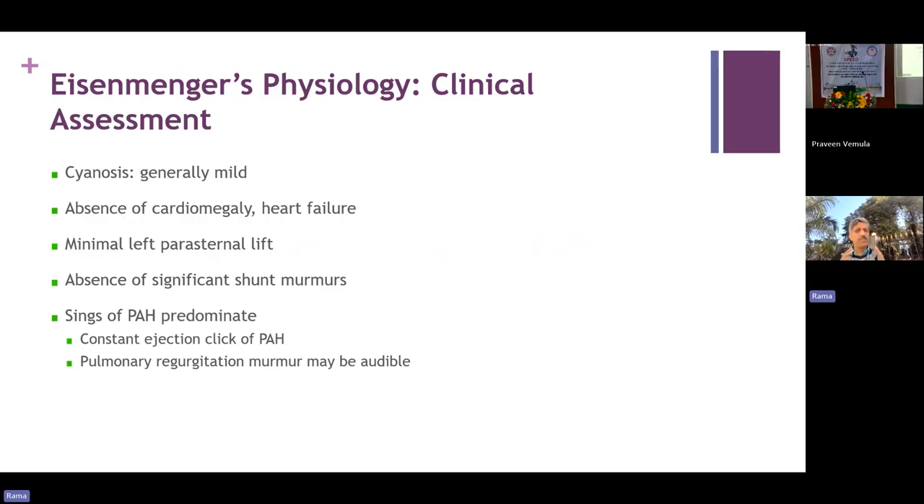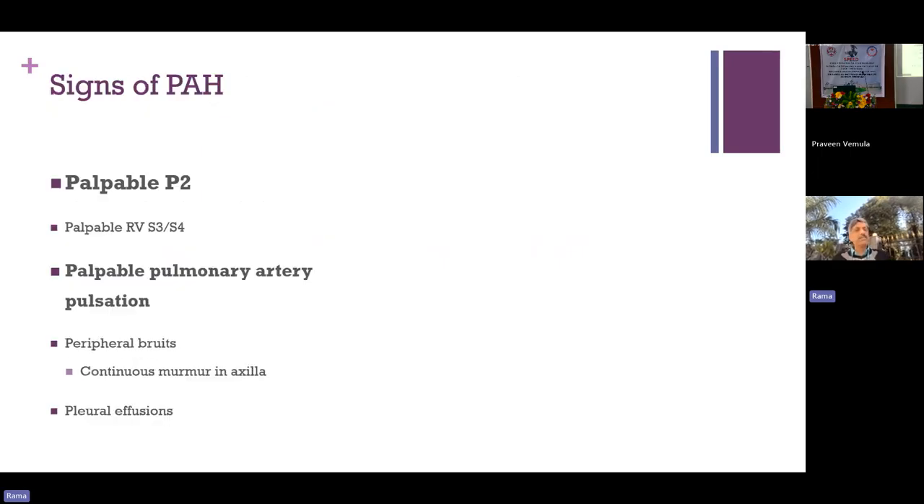Coming to the clinical features, cyanosis is generally mild. There is no cardiomegaly, there is no heart failure, minimal left parasternal shift, absence of significant shunt murmurs, and signs of PH are prominent: constant ejection clicks, and a pulmonary regurgitant murmur may be audible. So what are the signs of PH that we are looking for? Palpable P2, palpable RV S3 S4, palpable pulmonary artery pulsation, the characteristic percussion notes. The peripheral bruits may be found, a continuous murmur in the axilla, and pleural effusion may be found.